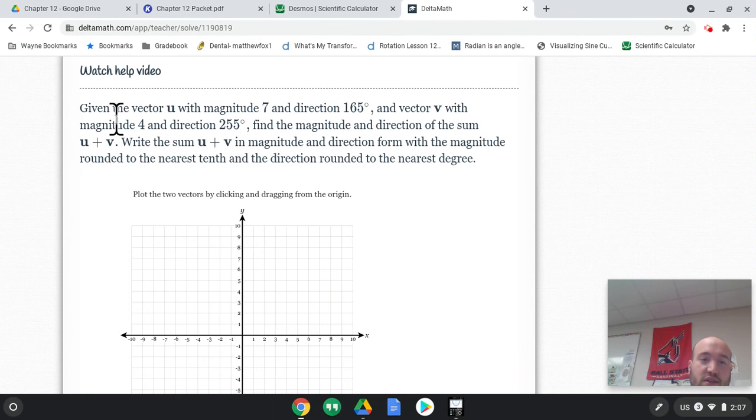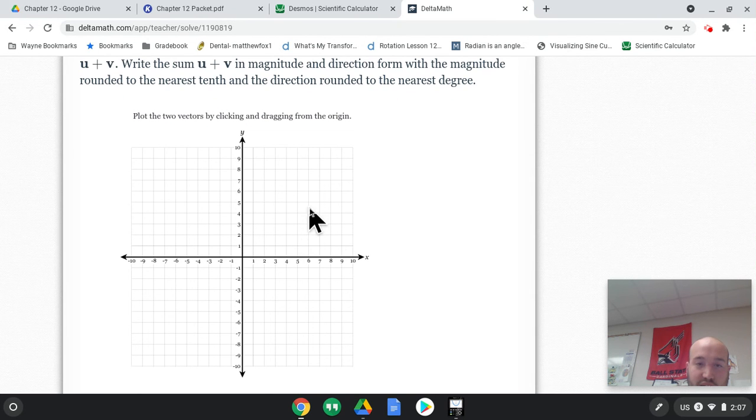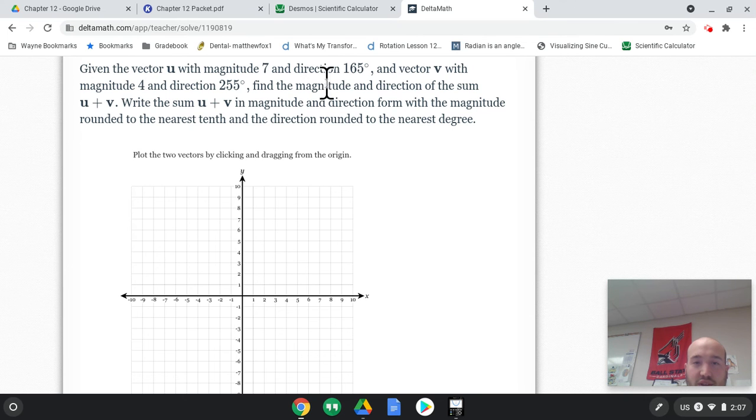Okay. Now notice here, it says, given the vector u with a magnitude 7 and direction 165. Now, it asks us to graph that. We have to click and drag from the origin. So we're going to start here. And some of you might be saying, I have no clue where magnitude 7 direction 165 is. But notice, as I pull it out from the origin, you see the magnitude is increasing there. The angle shows. So just put it to 7, so right there. And then at 165 is what I want. So I drag it over to 165.